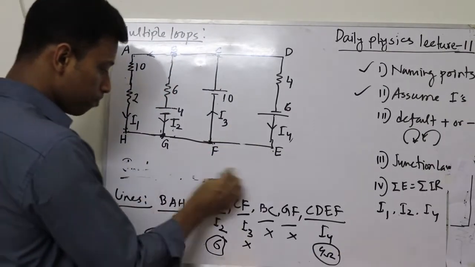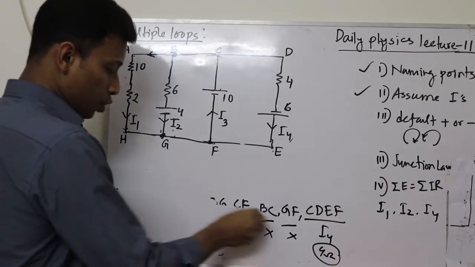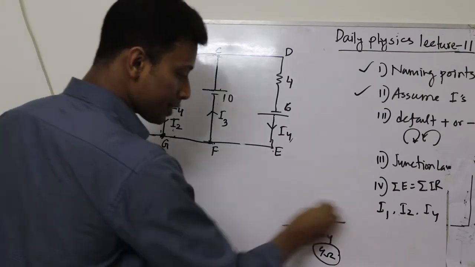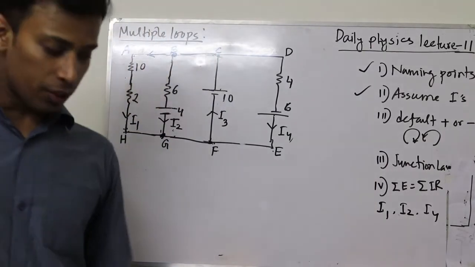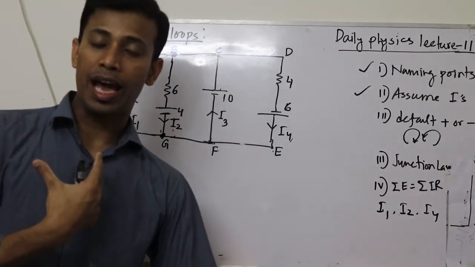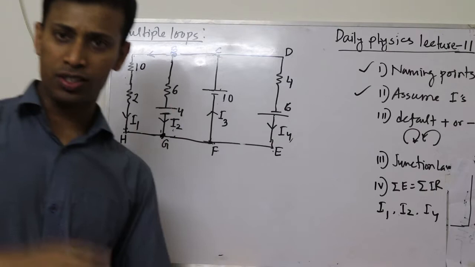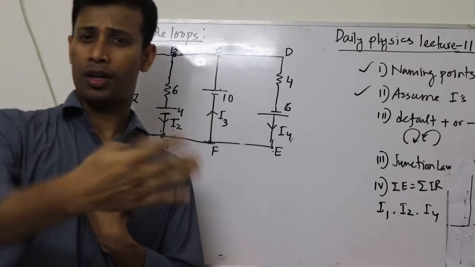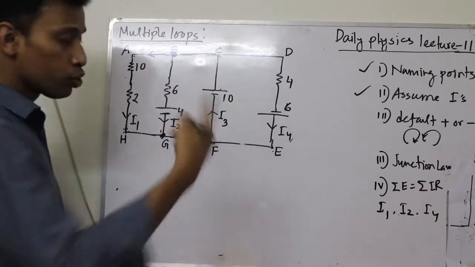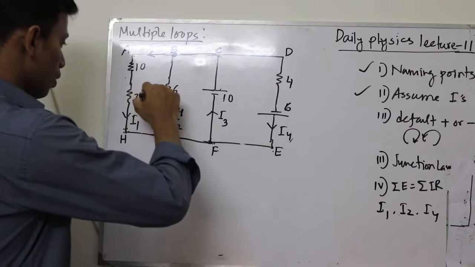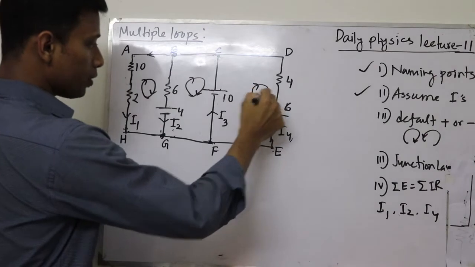So before we get it, let's complete the steps. We are done with steps 1 and 2. What about step 3, the default positive or negative? Previous 2 days I told you I want to assume the default positive direction as clockwise. It's all about me; you can choose anti-clockwise, it doesn't matter. My choice is clockwise. So in all those loops I will assume positive as clockwise.